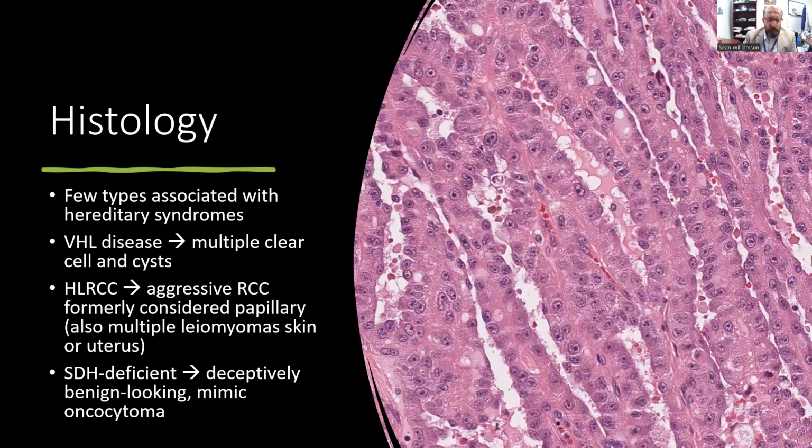The second one I mentioned there is the hereditary leiomyomatosis and renal cell carcinoma syndrome, also known as HLRCC. That's unfortunately kind of a big mouthful in terms of the name, but this is a syndrome where patients develop renal cancer and also benign lesions on the skin, which are known as leiomyomas, and also in the uterus. So leiomyomas can develop in the skin or in the uterus.